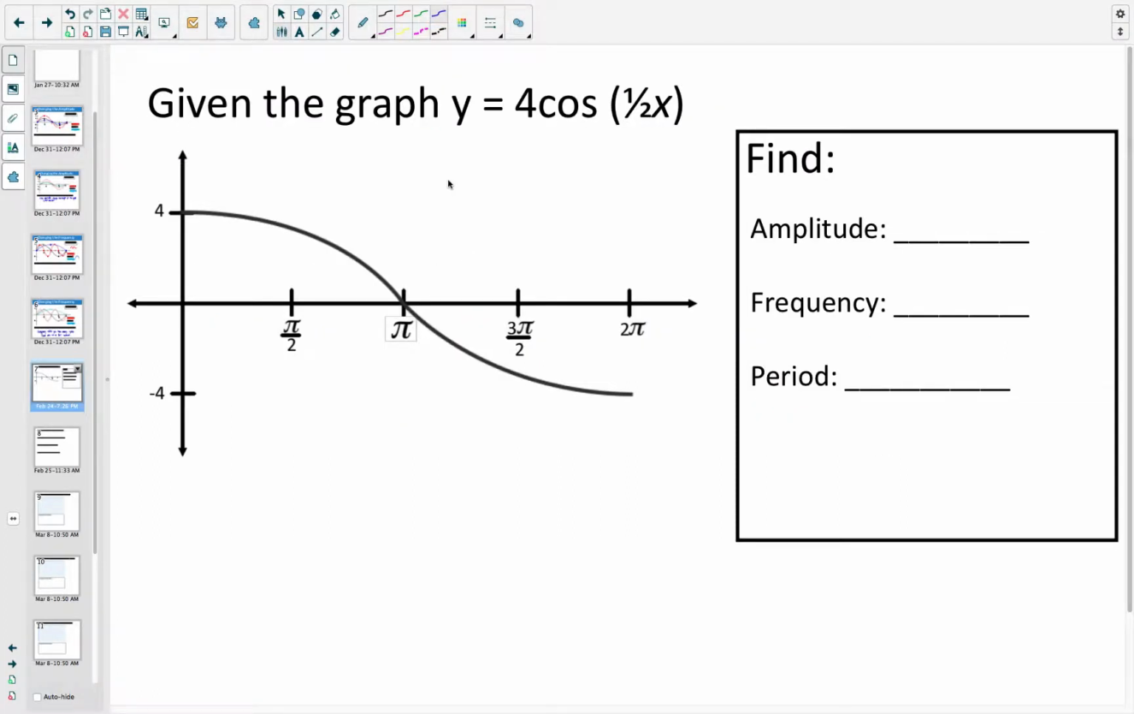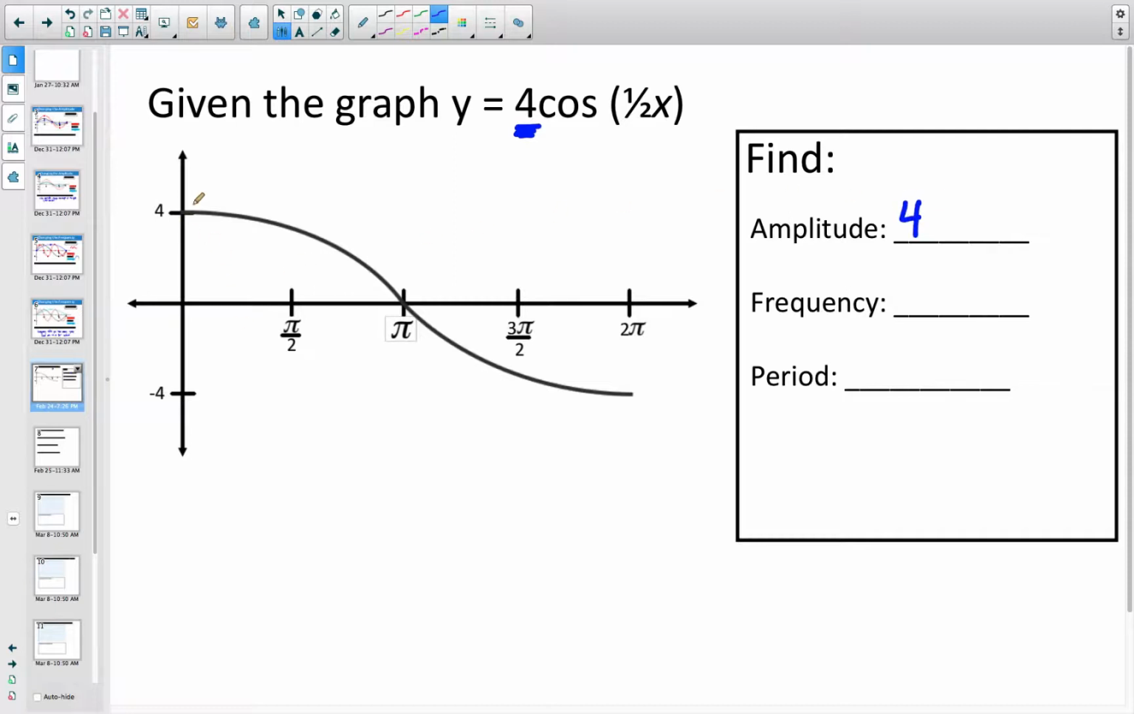In this example, we're given a graph and an equation. So the equation is y equals 4 cosine of a half x. We're asked to find the amplitude, frequency, and the period. We can do this two ways. We could either use the equation or we can use the graph. If we use the equation, the amplitude, well, that's the number right here, it's the absolute value of that number, so the amplitude is 4.